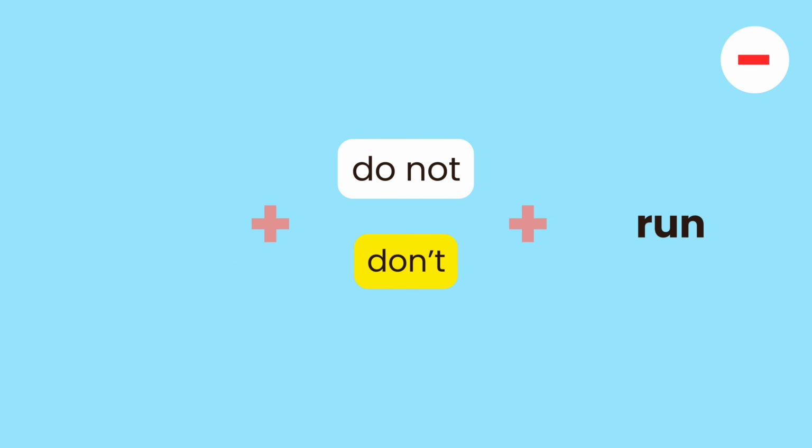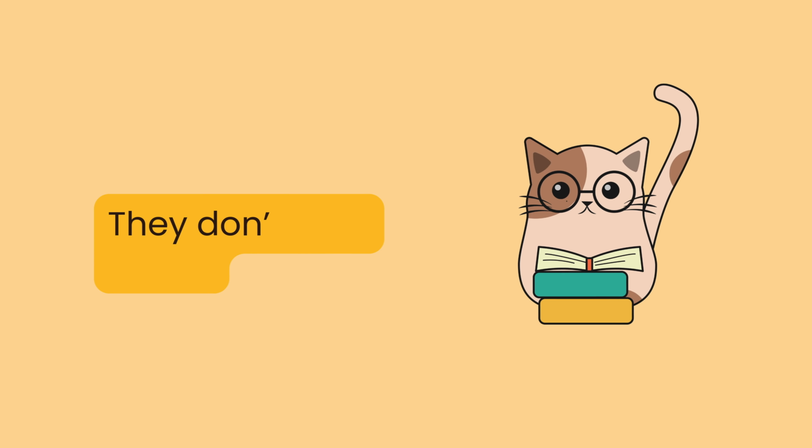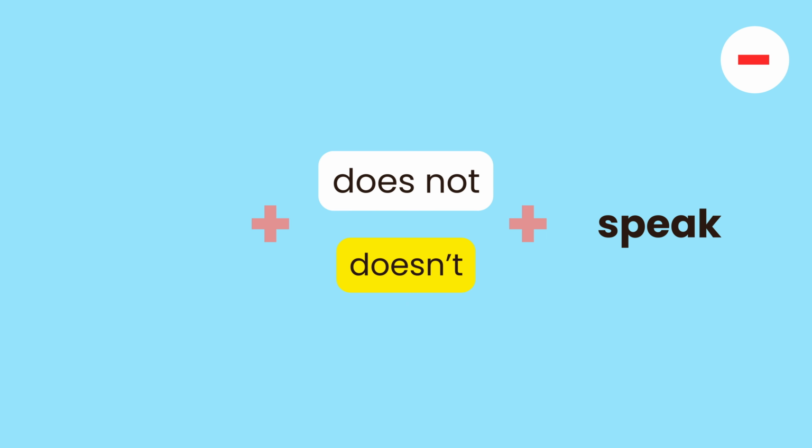Do not or don't is used with I, you, we, and they. For example, I don't like tea. They don't read books.